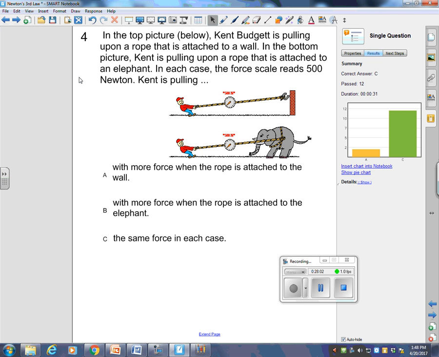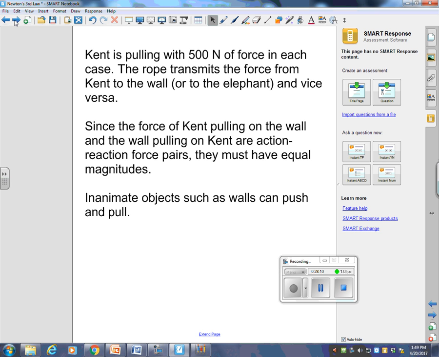Correct answer is C, same force. What does the scale read? Kent is pulling with 500 newtons of force in each case. The rope transmits the force from Kent to the wall or to the elephant and vice versa. Since the force of Kent pulling on the wall and the wall pulling on Kent are action-reaction force pairs, they must have equal magnitudes. Inanimate objects such as walls can push and pull.